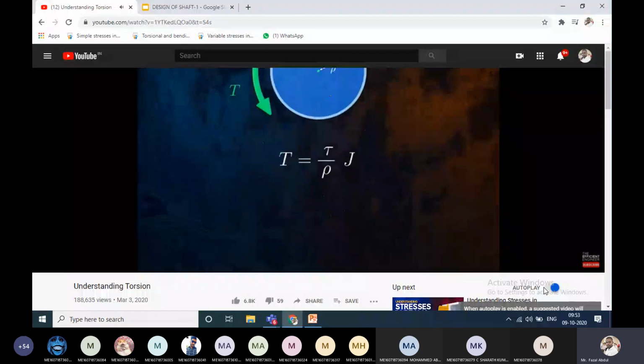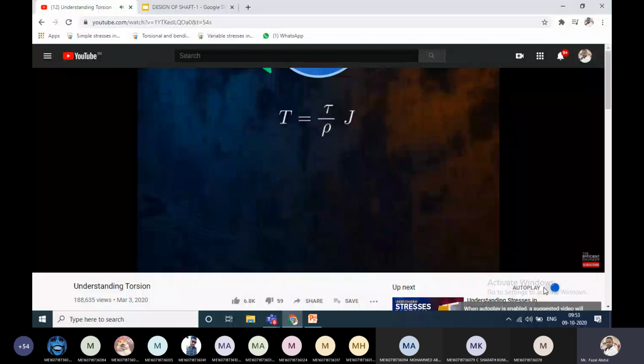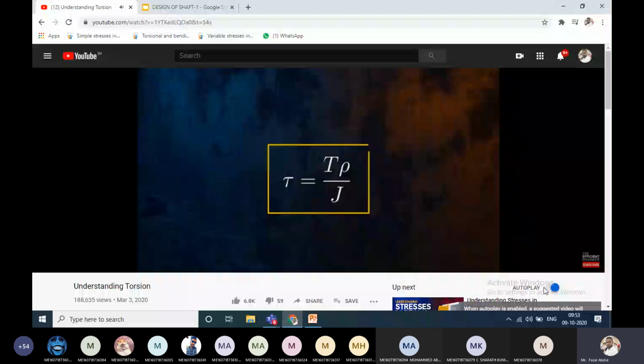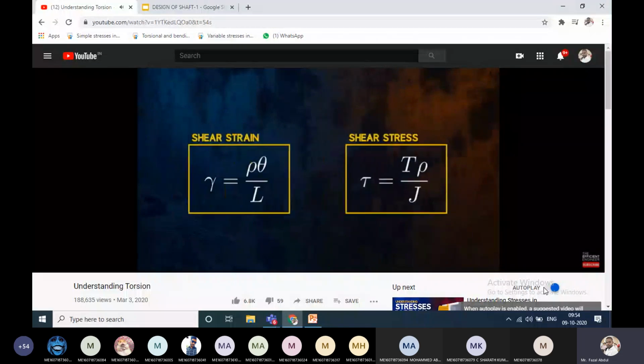The shear stress is a function of the torque T, the distance ρ from the center of the cross-section, and the polar moment of inertia J. It's quite a simple equation. So we now have equations that allow us to calculate the shear strains and shear stresses. We also have the equation for angle of twist that we talked about earlier. These three equations tell us everything we need to know about a circular bar which is under torsion.